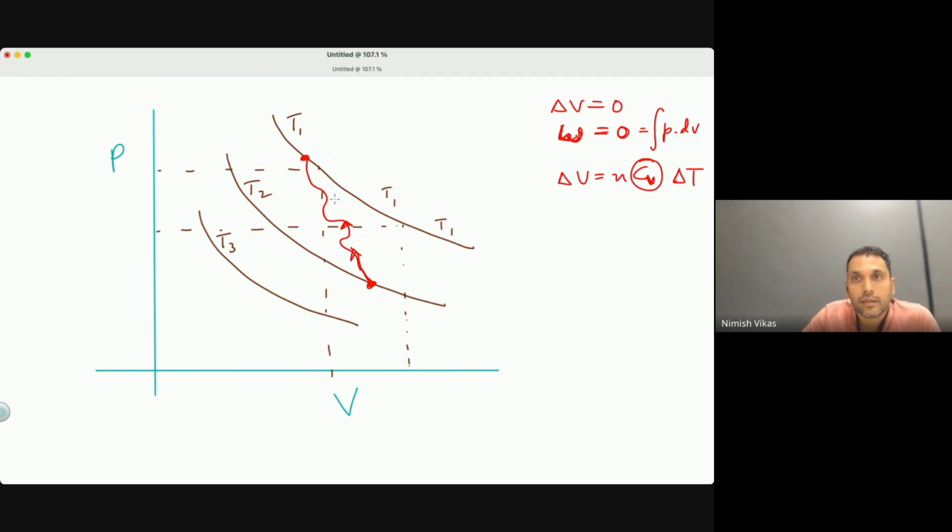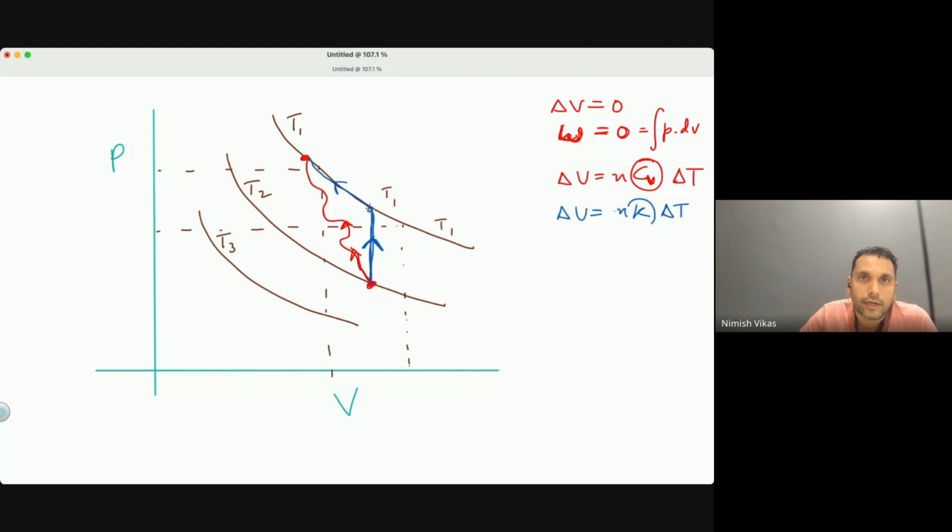Now, I know that the internal energy change is some constant into change of temperature. But why the constant is CV is quite easy to show. What I'll do is, I will first go like this, because I can choose any path. I'll go like this first, and then I'll go like this.